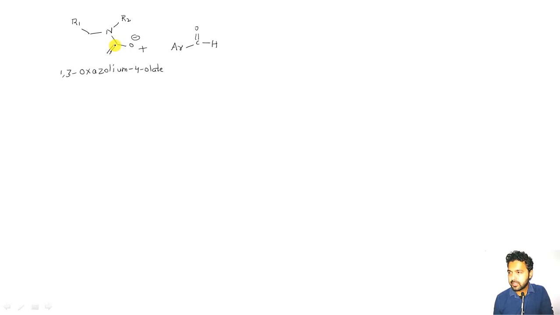I'm sorry, this will be a double bond here. Sorry, this will be R3, a single bond, oxygen, and then a double bond, positive charge. Okay, so I can always write the second resonating structure for this, which will be like what?